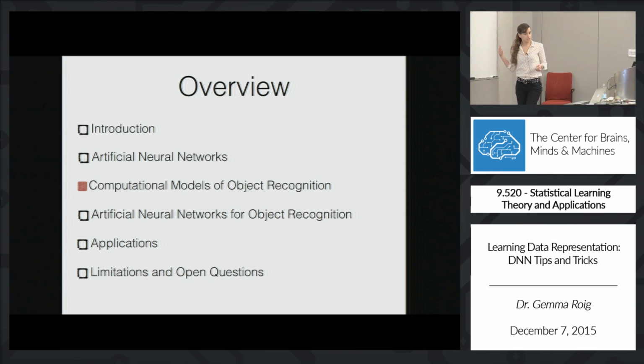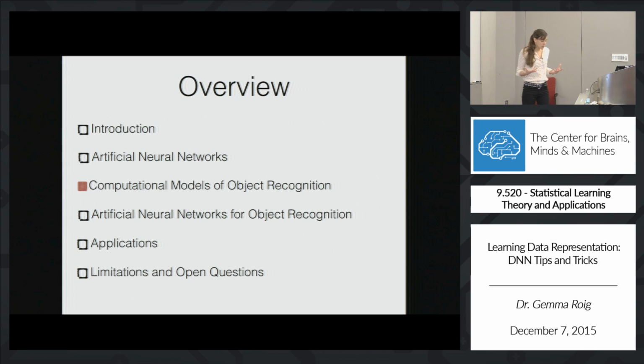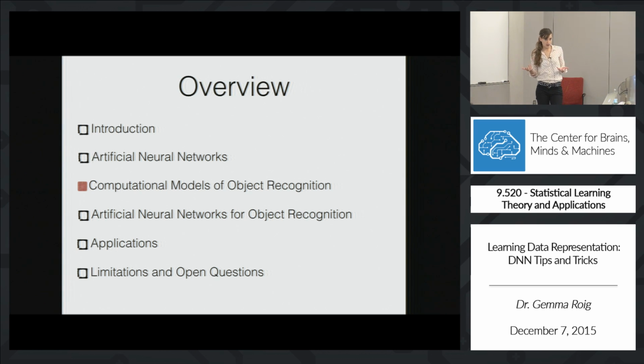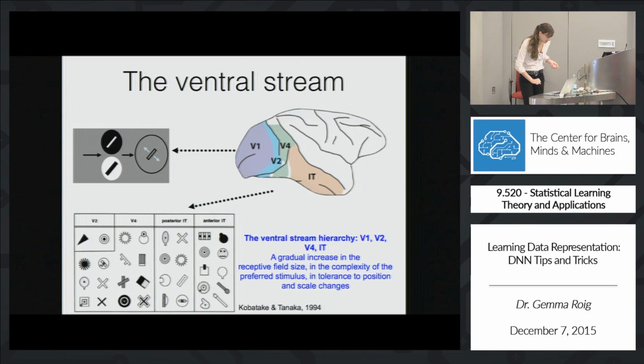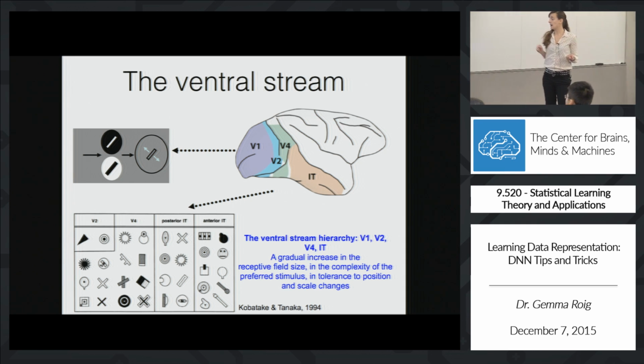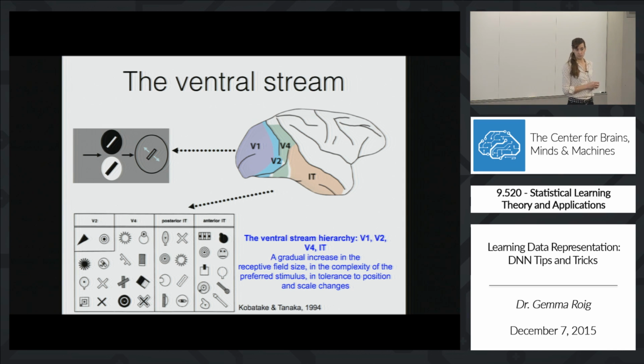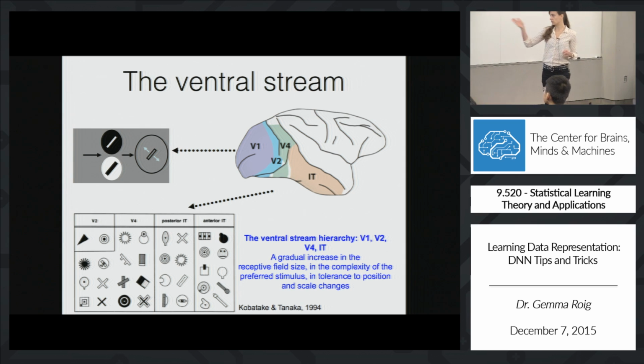So what I just explained was a general case of the artificial neural networks, but these can be used to computationally model what the brain is doing for object recognition. Just a very brief introduction. Here we have the brain of the macaque, and the ventral stream is in color. We have V1, V2, V4, and IT. In V1, we have neurons that are very selective for very simple stimuli, for instance, oriented lines, as you see in the slide.